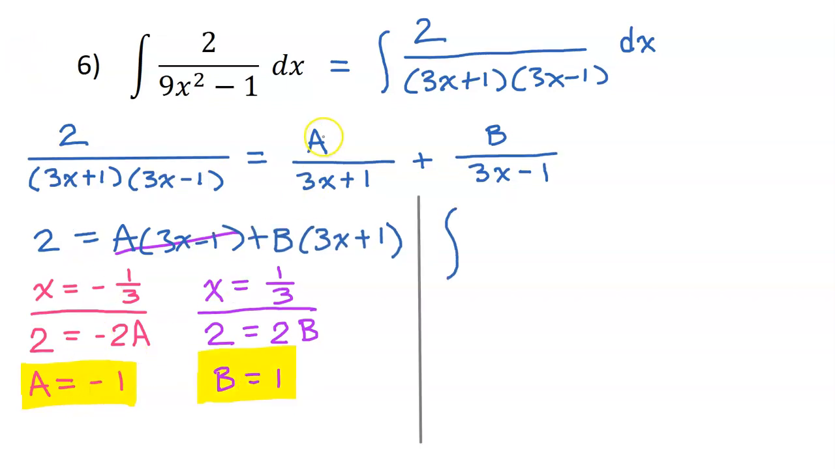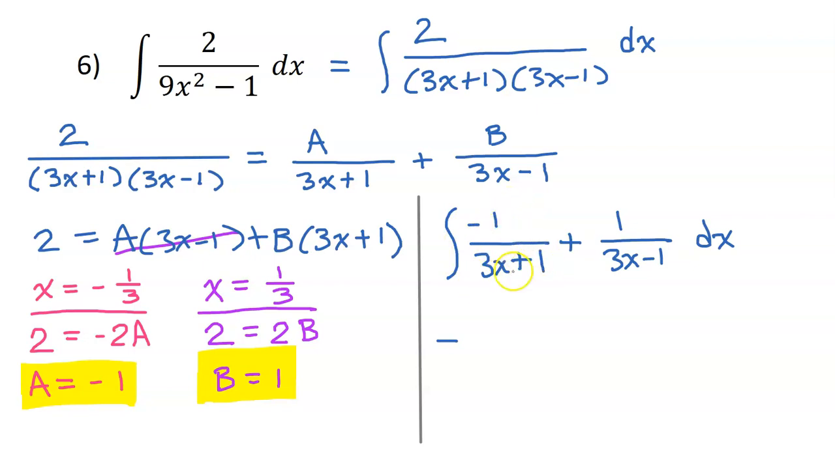Substituting negative 1 for A and 1 for B, we can now rewrite the original integral using our partial fraction decomposition. So we have the integral of negative 1 over 3x plus 1 plus 1 over 3x minus 1 dx. Now we can integrate term by term. The negative 1 in the numerator comes out in the front as a negative sign. So really we have the integral of 1 over 3x plus 1.